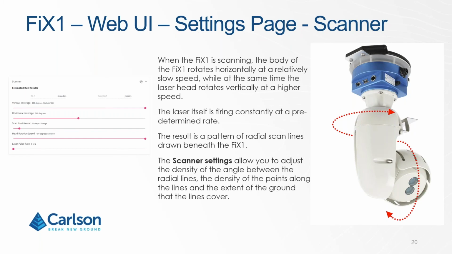The scanner page. All right, for the setting for the scanner. When the FiX1 is scanning, the body of the FiX1 rotates horizontally at a relatively slow speed, while at the same time the laser head rotates vertically at a higher speed, as you can see in the diagram here.